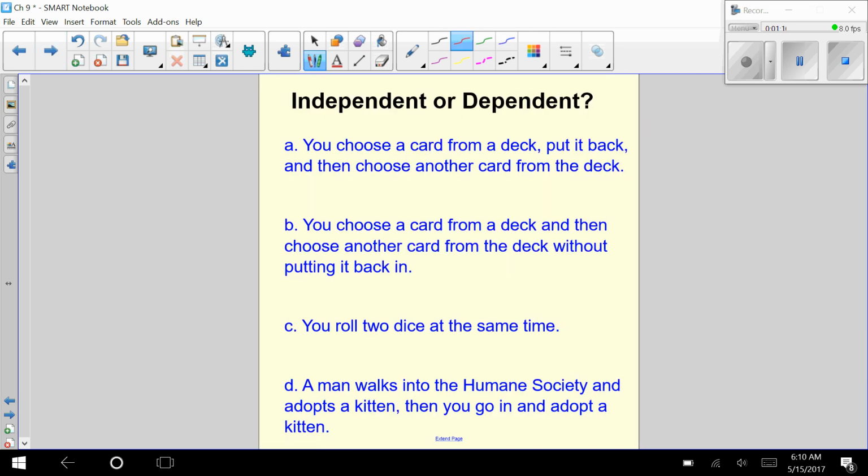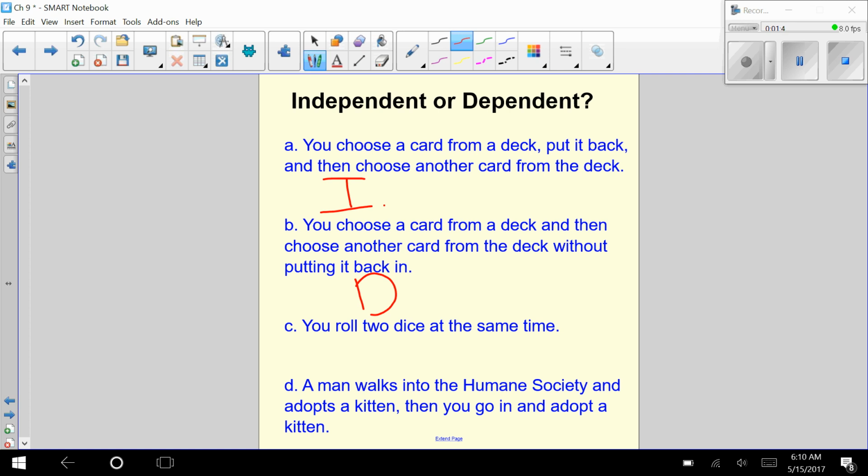Let's start by deciding if these are independent or dependent events. First, you choose a card from a deck, put it back, and then choose another. These are independent events because I put the first one back. I could choose any card again. It doesn't affect the probability of the second. If I choose a card from a deck and then choose another without putting the first one back, that is then dependent because now for the second card, there are only 51 options instead of 52.